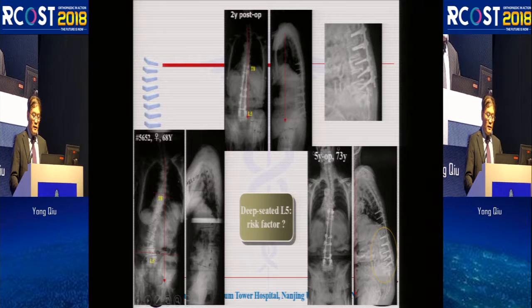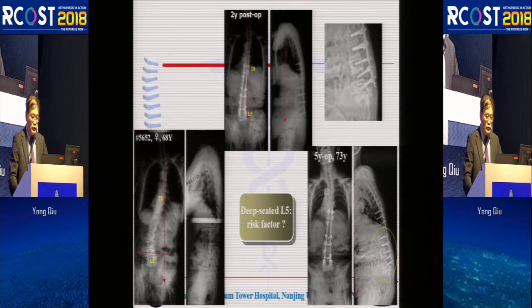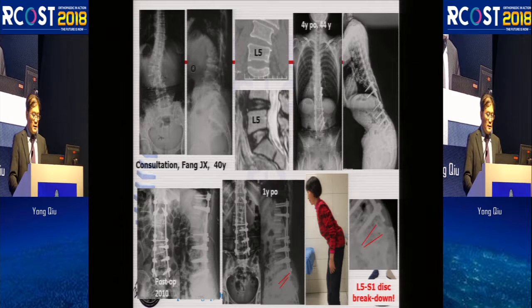At 5 years follow-up, you can see the L5 screw pulled out, and with important imbalance. Now the patient accepted the revision surgery, but unfortunately, the general condition of the patient doesn't allow the patient to have a severe revision surgery.